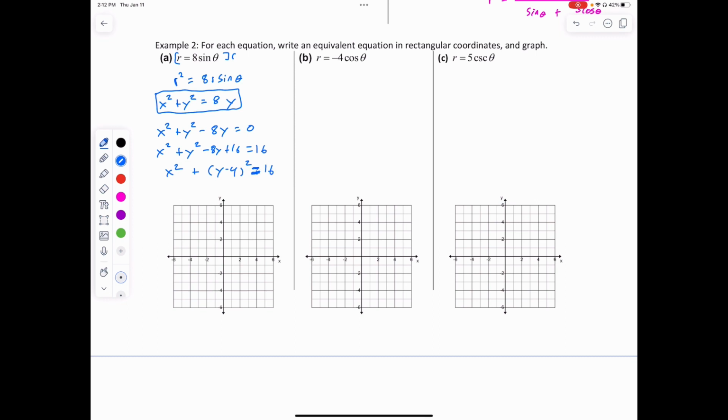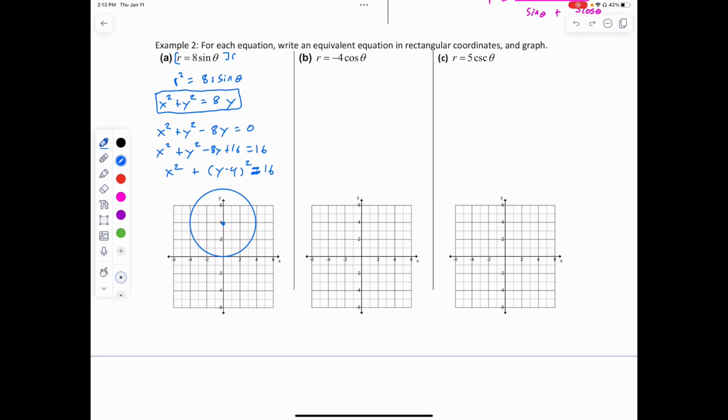I have a circle centered at the point (0, 4), up 1, 2, 3, 4, with a radius of 4. So the square root of 16 is 4. So I'm going to be off the page here a little bit. That's okay. And so I'm getting a circle of radius 4. And so I get something that looks a little bit like that. So this is really a circle of radius 4.